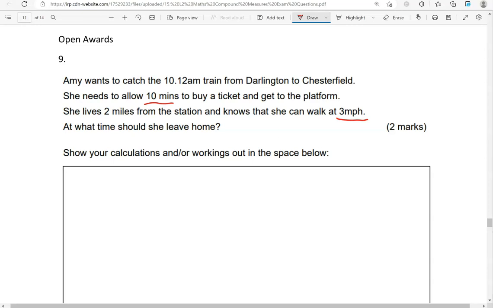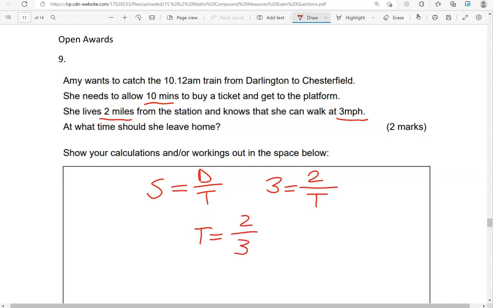So we're working with speed, so we need the formula. Speed is equal to distance over time. We know the speed is equal to 3. Do we know the distance? Yes, that is 2 miles. But we don't know how long that will take, so we don't know the time. So time is equal to 2 divided by 3, or distance divided by speed.